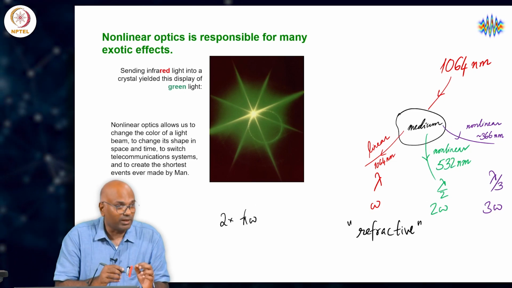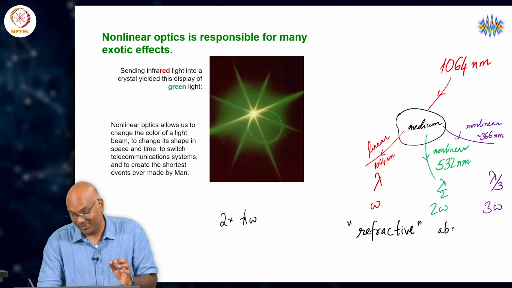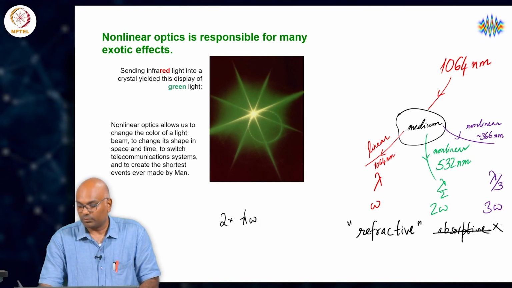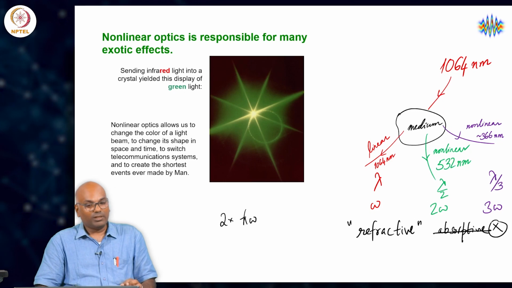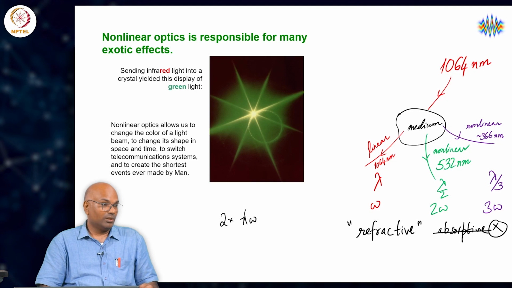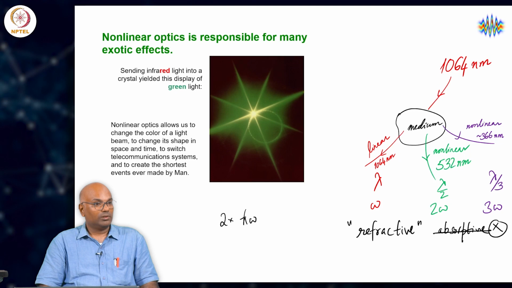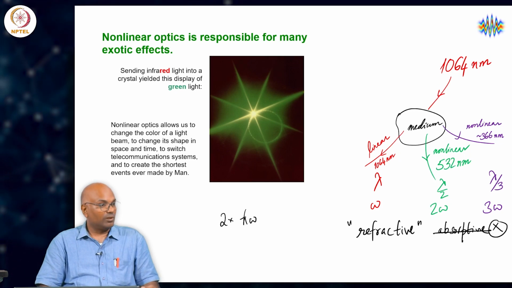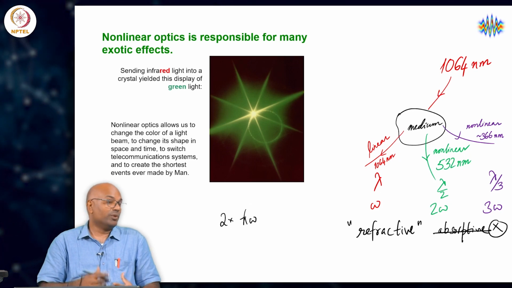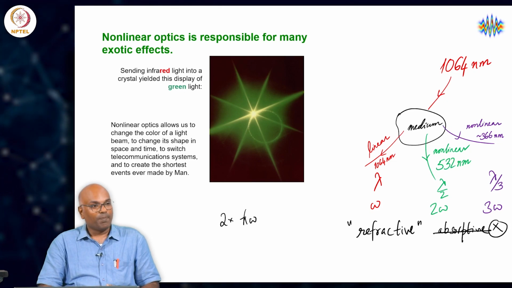I'm just trying to clarify this. This is absorptive. This is refractive. It is not absorptive. The harmonic generation process is a refractive, non-absorptive process. It is non-resonant. Please keep that in mind forever. There will be pictures of these processes where you are told that some virtual states would be involved in the absorption and so on and so forth. That is a different story.